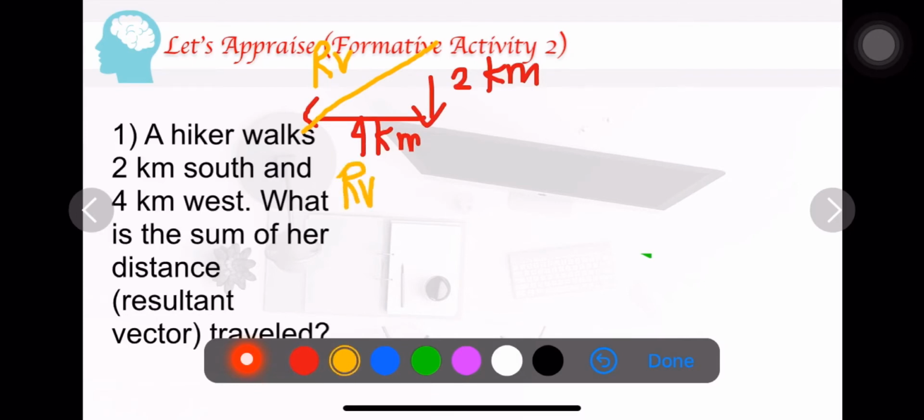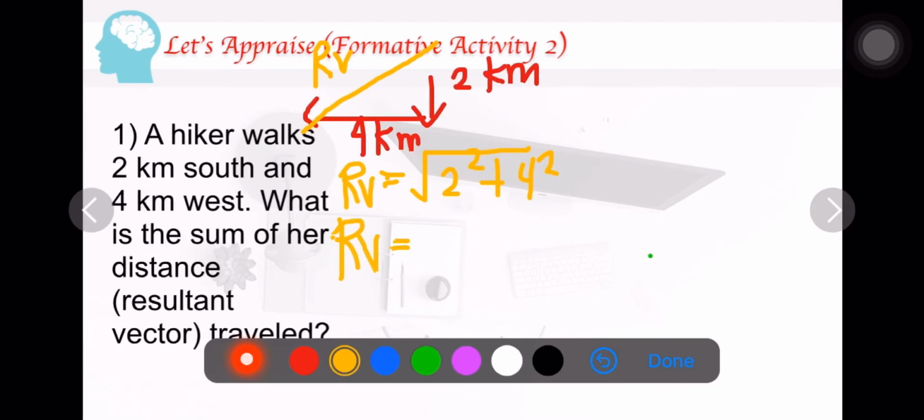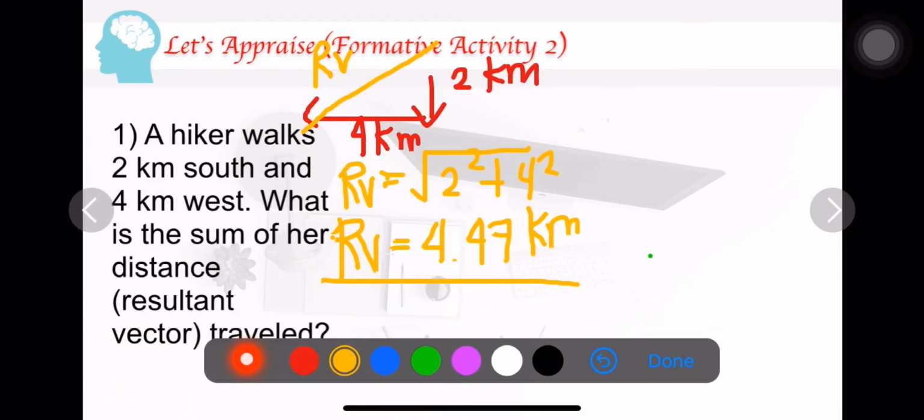So we have RV is equal to square root of 2 square plus 4 square. So our resultant vector is, okay, I'll try to calculate. 2 square plus 4 square. So we have 4.47. Don't forget the unit. So that's 4.47 kilometers. Okay, now let's have the angle.